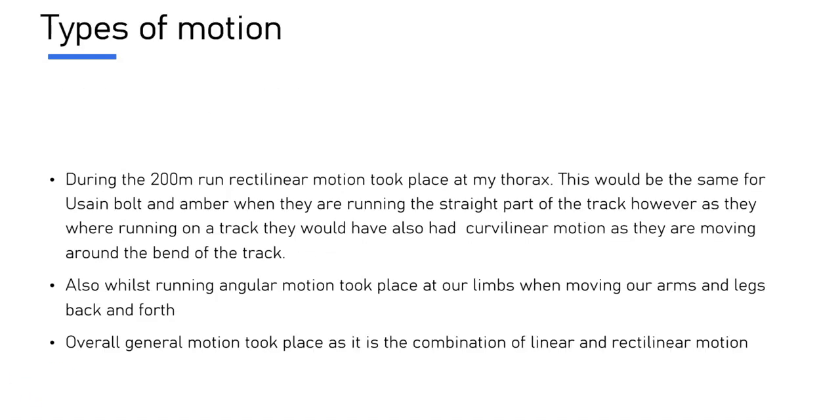During the 200-meter run, rectilinear motion took place at my thorax as it was moving in a straight line, all at the same speed. This would be the same for Usain Bolt and Amber when they were running on the straight part of the track. However, as they were running on a track, they would have used curvilinear motion as they ran around the bend of the track because they were running along a curved line.